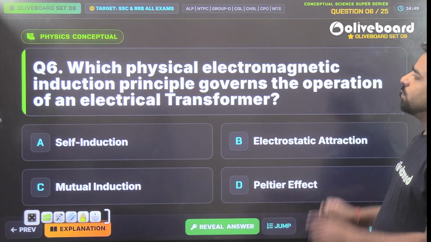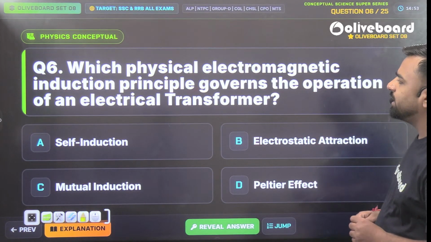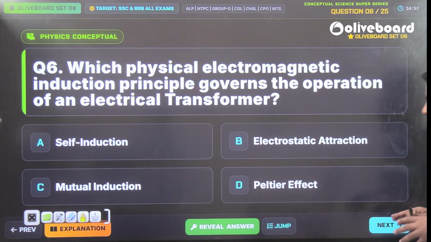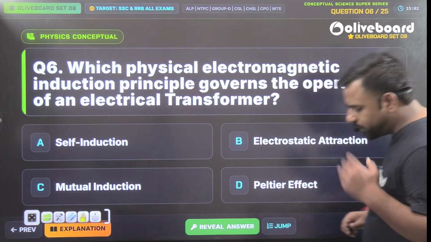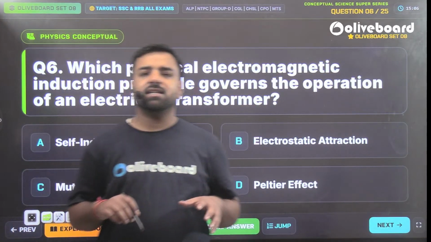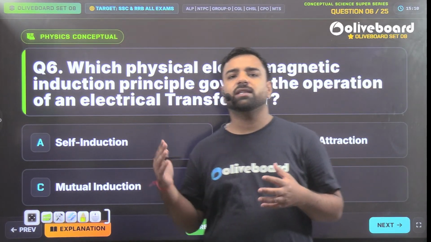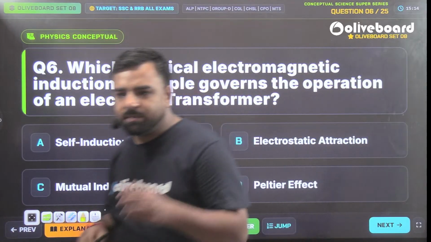Next, which physical electromagnetic induction principle governs the operation of an electrical transformer? So is it self-induction, electrostatic attraction, mutual induction, or the Peltier effect? So guys, you have four options, and let us check what will be the correct answer here. In this case, you must link this particular question with Faraday's law, and it would be easy to link here. Let me check.